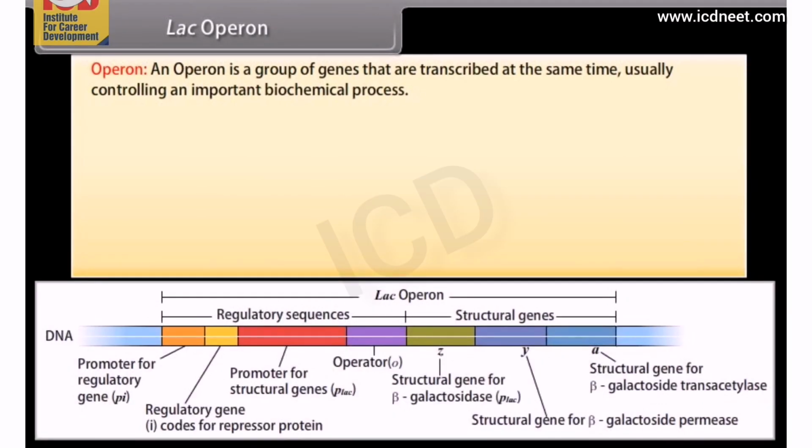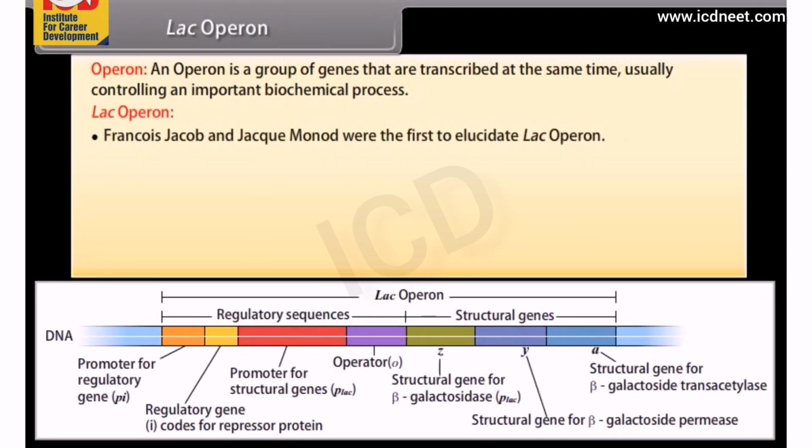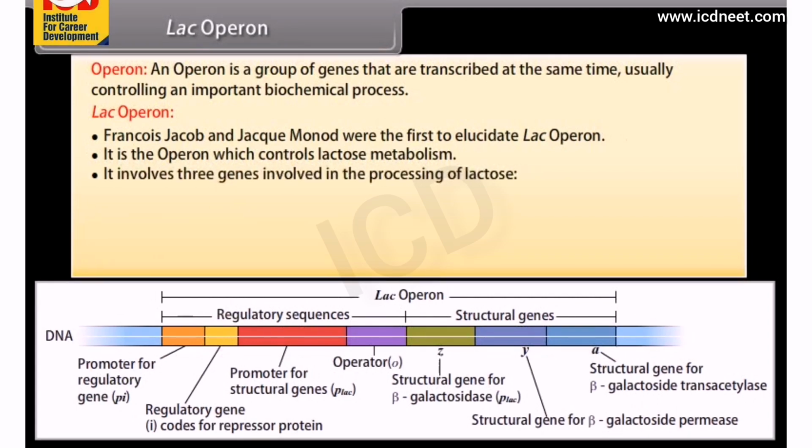Lac Operon. An operon is a group of genes that are transcribed at the same time, usually controlling an important biochemical process. Francois Jacob and Jacques Monod were the first to elucidate Lac Operon. It is the operon which controls lactose metabolism. It involves three genes involved in the processing of lactose.